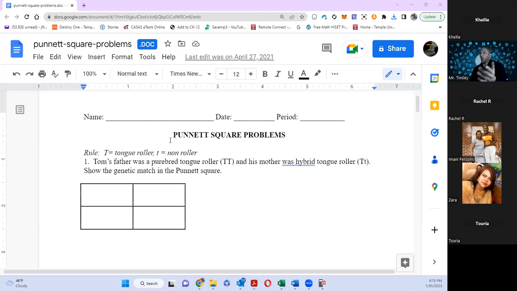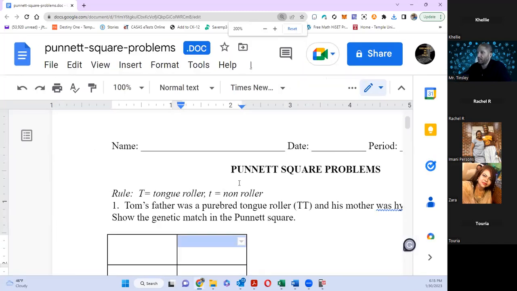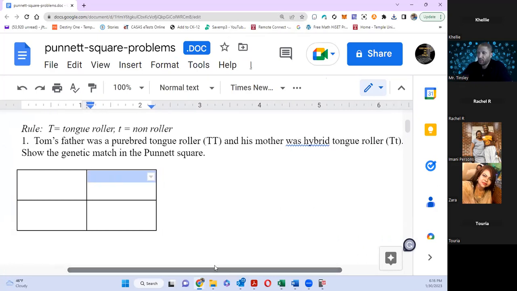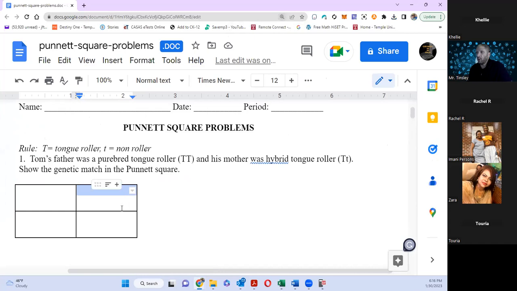So I'm going to do a quick problem now. But I don't know how I'm going to explain this without going deep into it. You might have to watch this video a couple times because Punnett squares can be difficult. First of all, Punnett squares have to do with heredity, and heredity has to do with your genes.